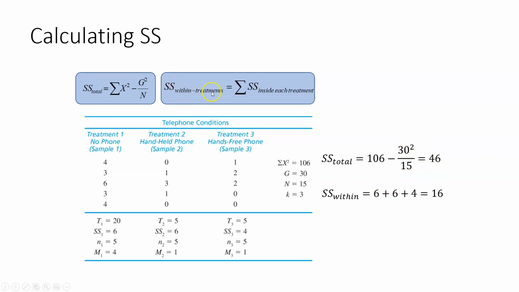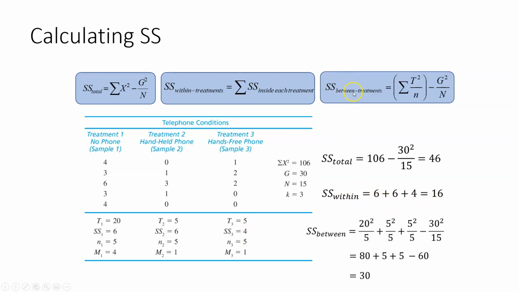The sum of squares within treatments is adding up the sum of squares for each of the inside treatments. So if you take the sum of squares here, and the sum of squares here, and the sum of squares here, and add them together, that's the sum of squares within.